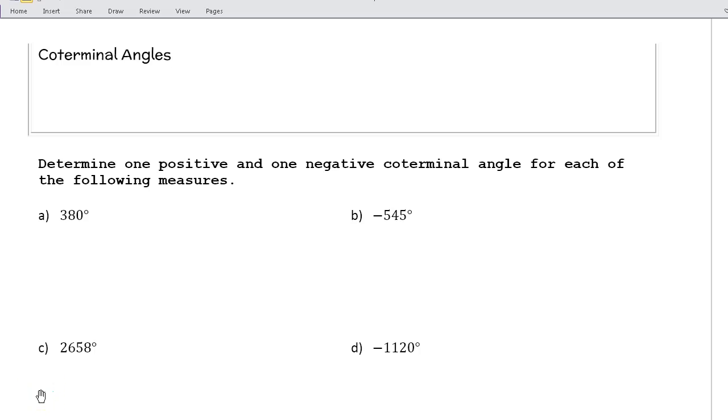This is Mr. Martin. These are video notes for Pre-Calculus Advanced, Unit 5. We're talking about the unit circle, and in this video we're going to start out talking about coterminal angles.